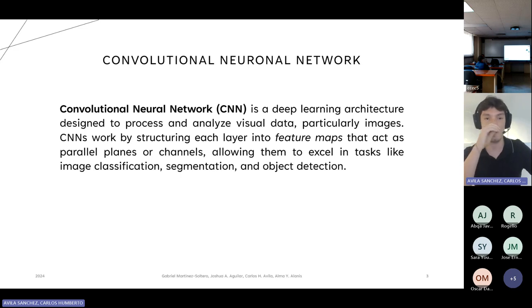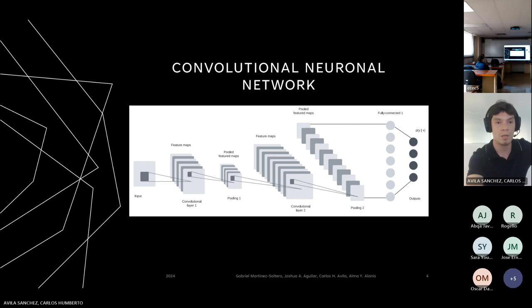Think of it like this. CNNs break an image down into layers of features like colors and shapes. By doing this, they're able to classify images, detect objects, or in our case, separate an enemy from the background. So let me explain how a convolutional neural network works in simple terms. First, we start with the input layer. This is the raw image data, a collection of pixels that the computer can see.